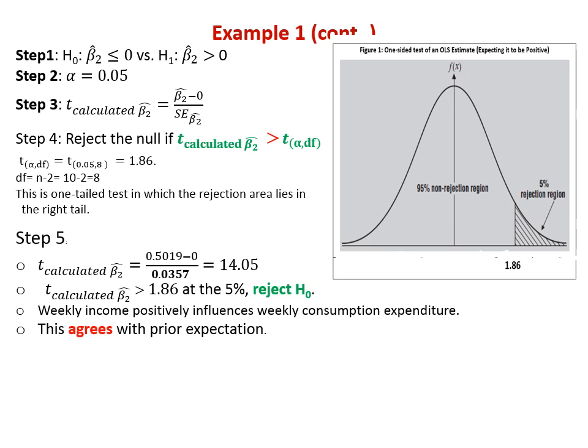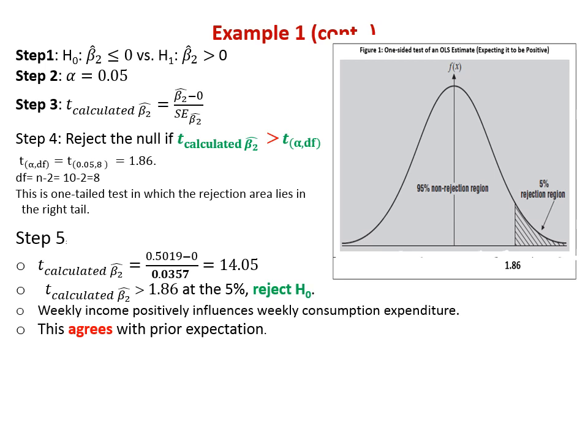Finally, in step 5, we have to make the decision. So we compute the test statistic. Its value equals 14.5. Then we compare it with its corresponding critical value, that is 1.86. Given that the calculated t-statistic for the slope coefficient is greater than its corresponding critical value at 5% level of significance, we reject the null.